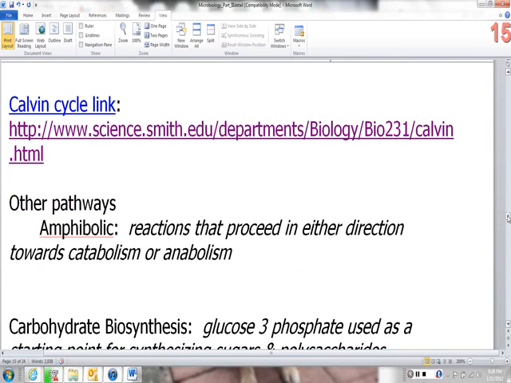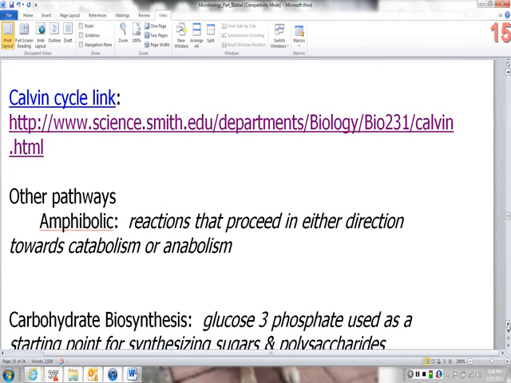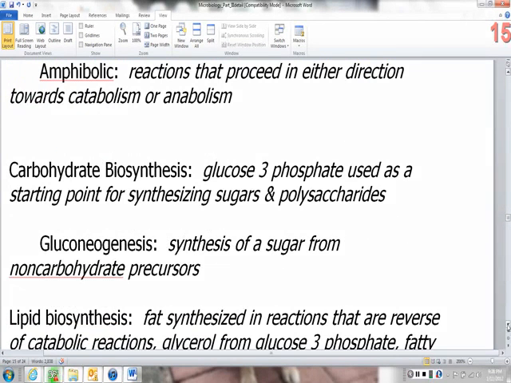There are two main pathways that are very common in the microbial world. However, there are numerous other pathways allowing bacteria to produce and consume numerous other substances, ranging from methane to sulfur compounds and many other things. We could fill an entire class looking at metabolic pathways alone. Amphibolic reactions are those which proceed in either direction towards catabolism or anabolism.